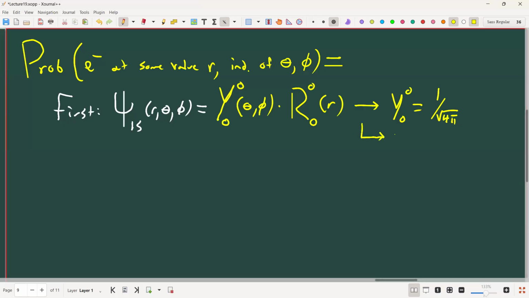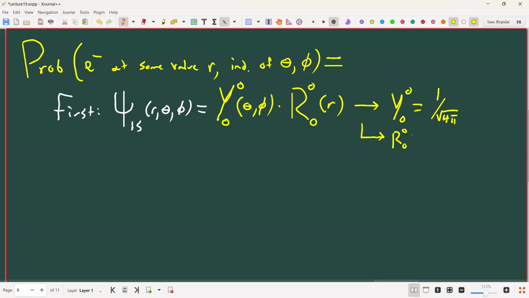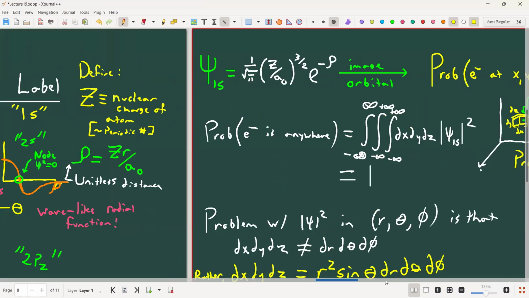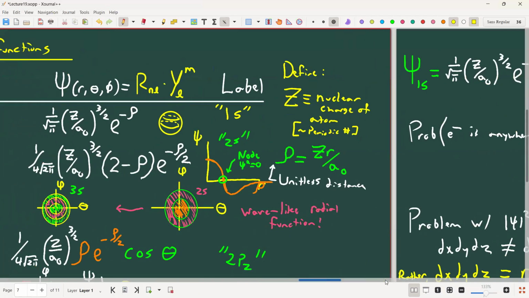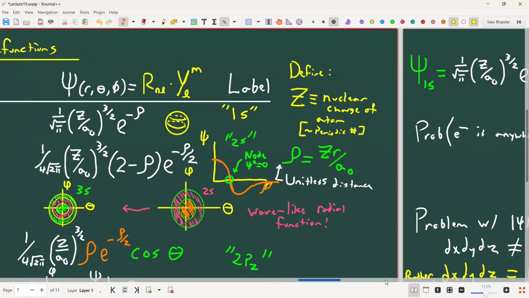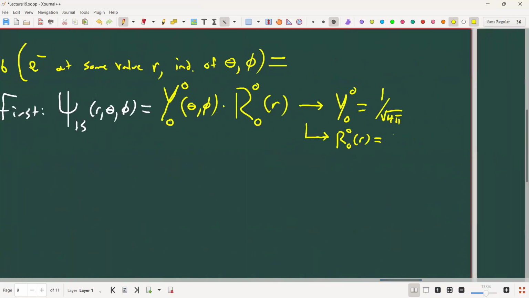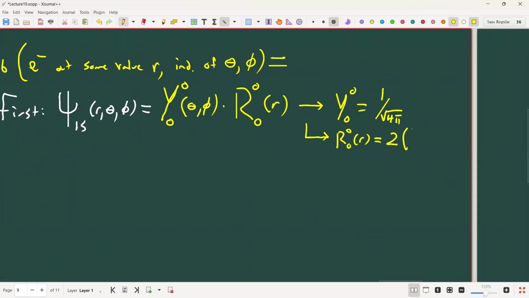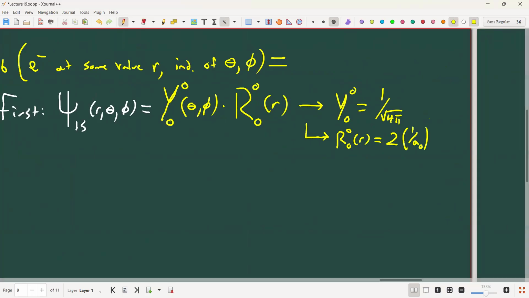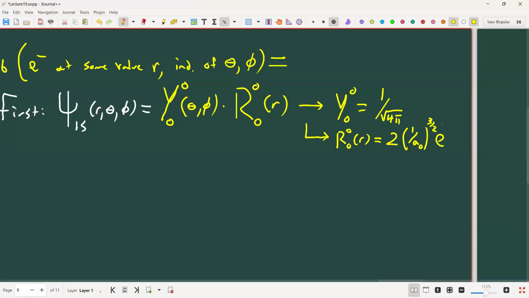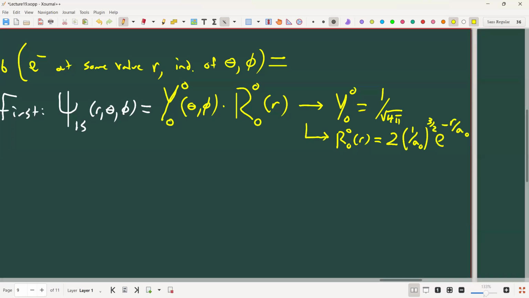And the radial function, let me get it right, for hydrogen is 2 times 1 over a naught to the 3/2 times e to the minus r over a naught. A very simple function.